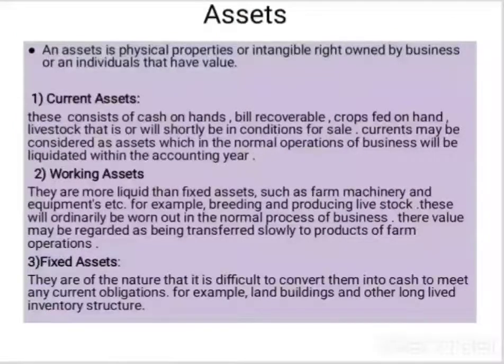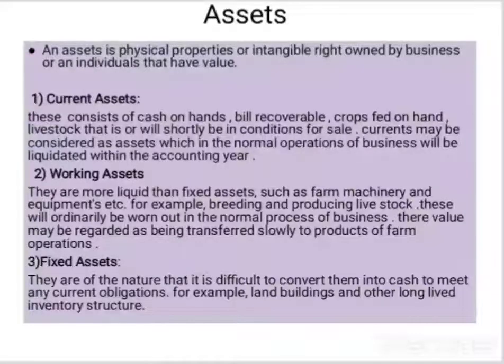What is an asset? An asset is a physical property or intangible right owned by a business or an individual that has value. The assets may be tangible or intangible in nature. Tangible means physical properties which can be seen, touched and felt. Intangible means things like goodwill and copyright, which cannot be seen, only felt. Such ownerships, rights or documents are termed as intangible rights or intangible assets.